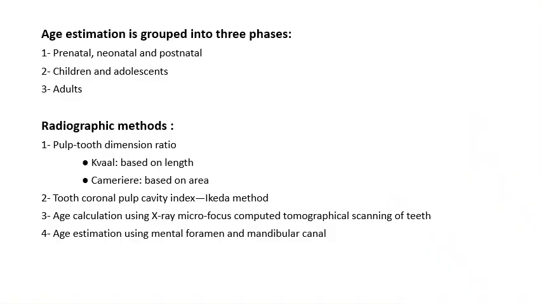The radiographic methods can be applied in children and adolescents, and in adults, based on the age group. The common radiographic methods include pulp tooth dimension ratio, which is the Kvaal and Cameriere techniques, and the tooth coronal pulp cavity index, known as the Ikeda method, and age calculation using X-ray microfocus computed tomographical scanning of teeth.